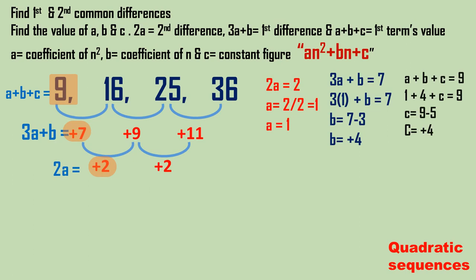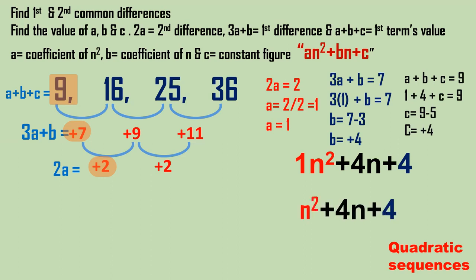We have the value of a and b. We're going to put these values in this equation. So you'll find 4 plus 1, that is 5. This 5 will be subtracted on the other side, and that's going to produce 9 minus 5, that is plus 4. So here we have the values of a, b, and c. We're going to substitute these values in the given formula, that is 1n squared plus 4n plus 4. Here, this formula will be refined in the final stage, that is n raised to power 2 plus 4n plus 4.